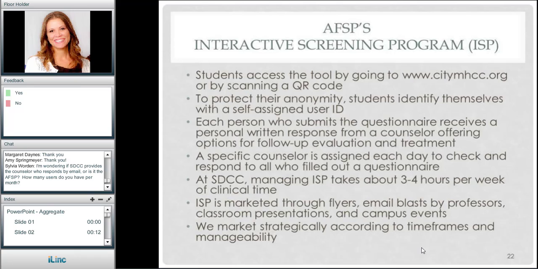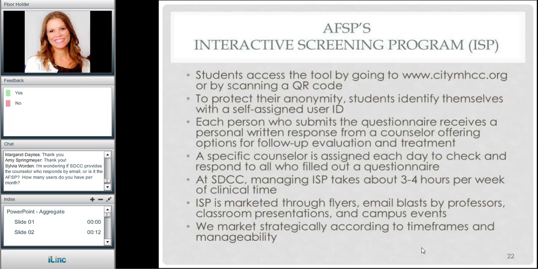And basically the way that we market it is through flyers and classroom presentations. We have a group of peer educators that work for our mental health counseling office, and they host a table every day in the quad. When they're talking with students at the table, it's really great for them because they can have something kind of tangible to give to the student. So if they're talking with a student who's struggling, they can hand them the flyer, and they can either go online and fill out the assessment right there using their phone, or they can go home and do it.